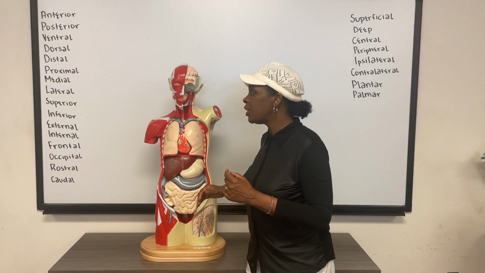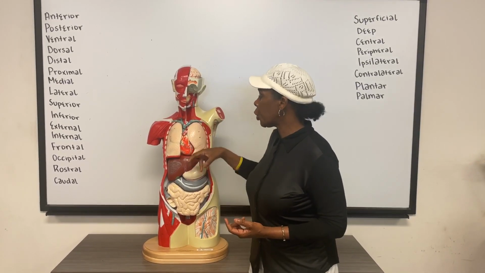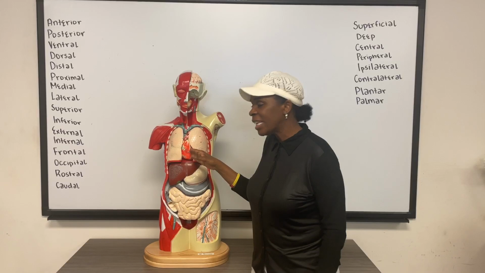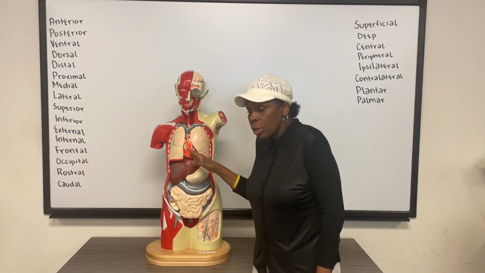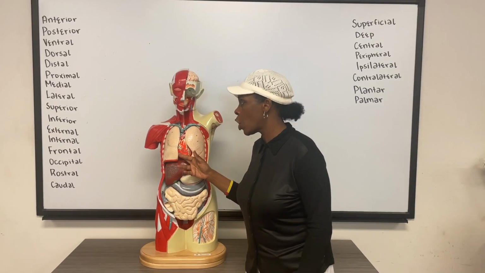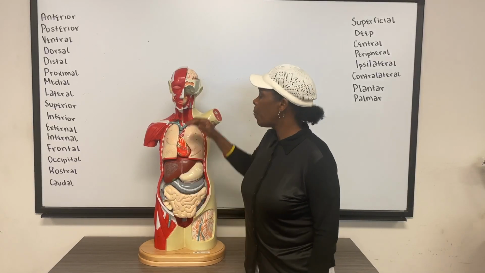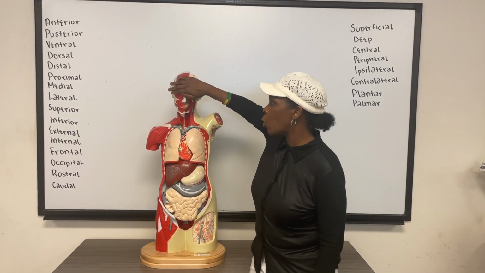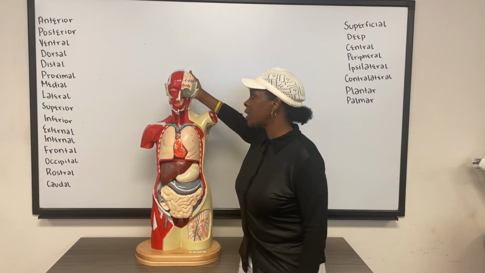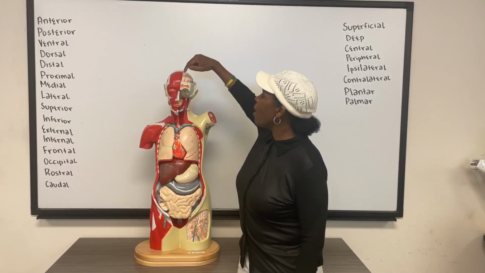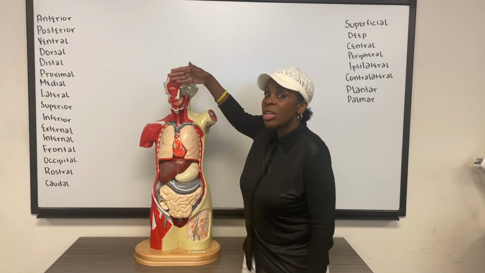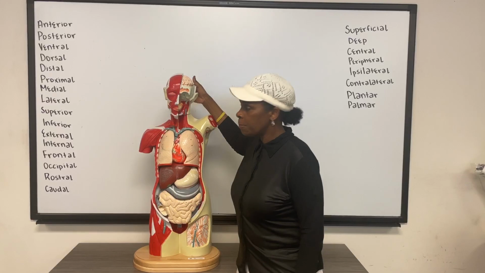What about internal and external? Internal means inside, external means outside. For example, if I take the inside of the heart, it is internal to the outside of the heart, and the outside of the heart is external to the inside of the heart. Frontal and occipital. Frontal means something to the front, like the forehead, and occipital means the back of the head. For example, the back of the head is occipital and the front is frontal. If I have two points on top of the head, I will say this part is frontal and this part is occipital.